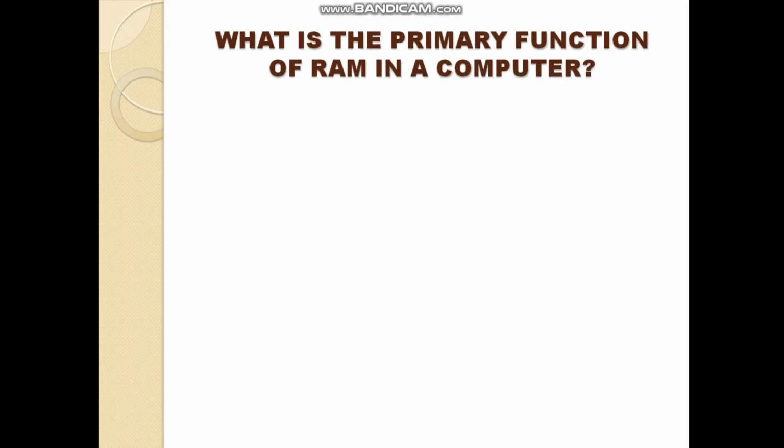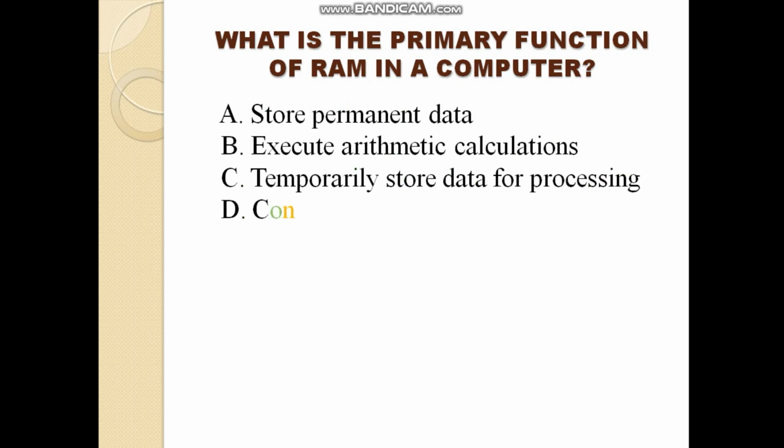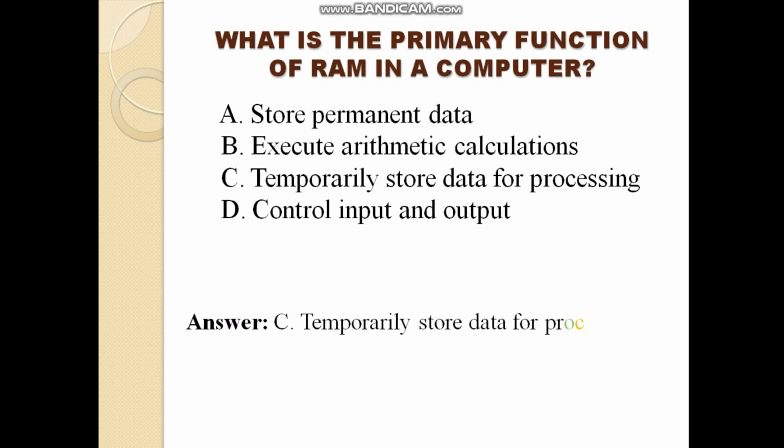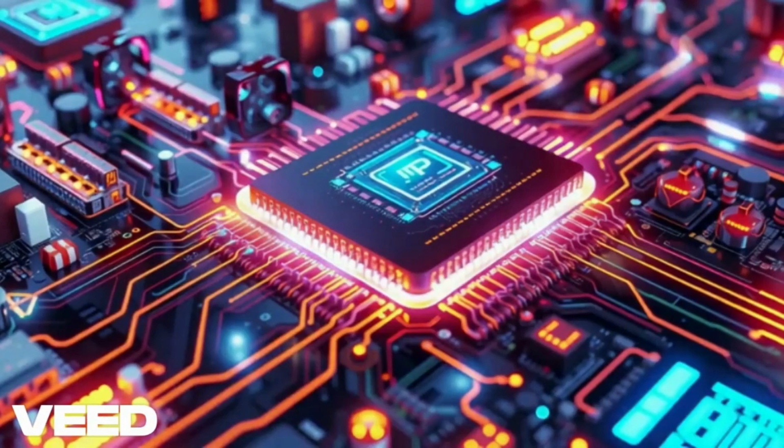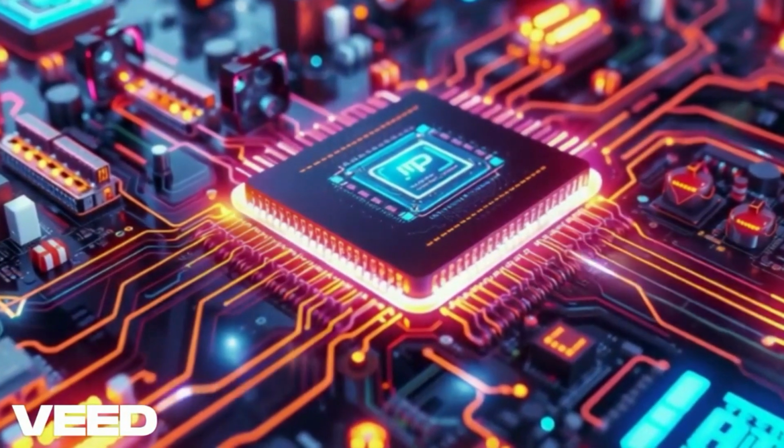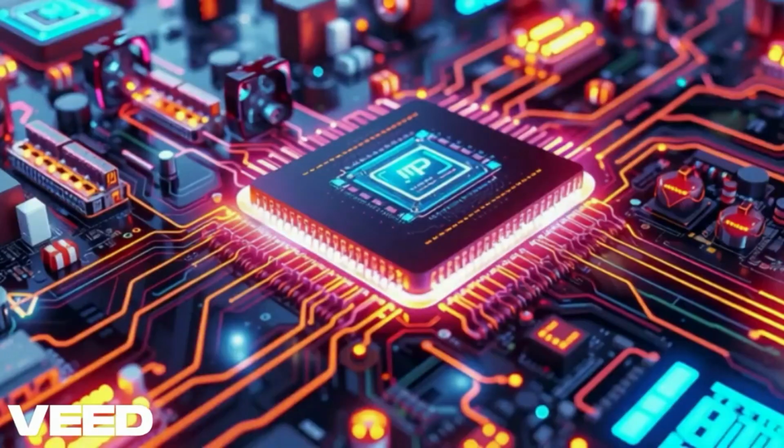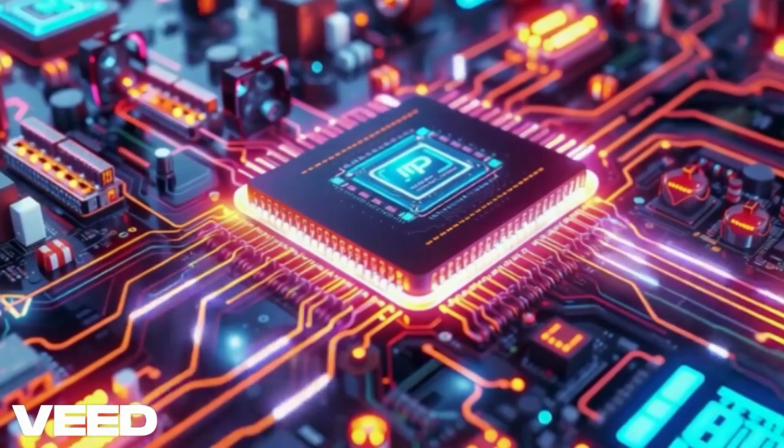What is the primary function of RAM in a computer? A. Store permanent data. B. Execute arithmetic calculations. C. Temporarily store data for processing. D. Control input and output. Answer: C. Temporarily store data for processing. RAM, random access memory, stores data temporarily and is volatile, meaning the data is lost when the computer is turned off.